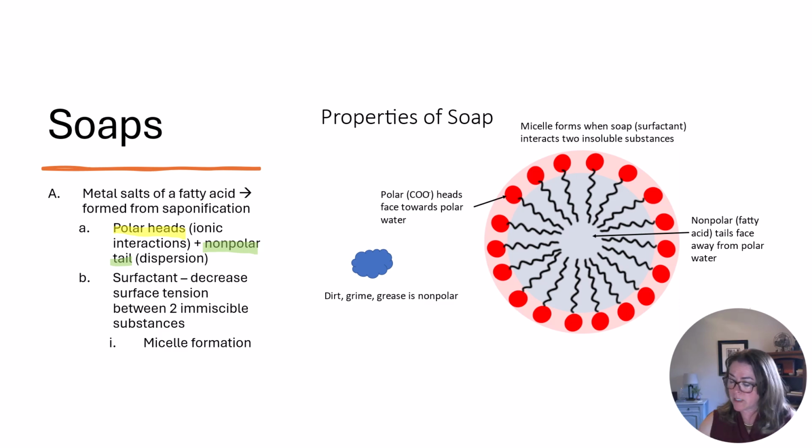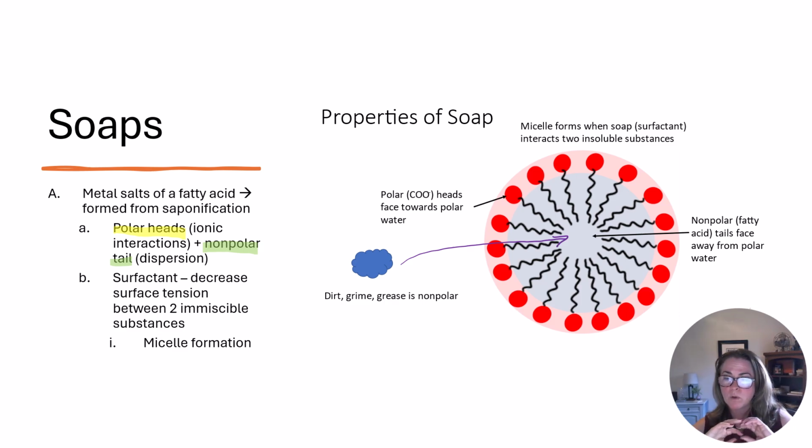Now what happens is, and this takes some agitation, if you have grease or dirt on your hands, if you've ever tried to wash it off with just water, it's not going to work because the dirt and the grease is nonpolar and water is polar. So where the soap comes in is the soap actually is going to form a micelle around that grease, that dirt, that grime, and that dirt is actually going to go right inside that micelle.